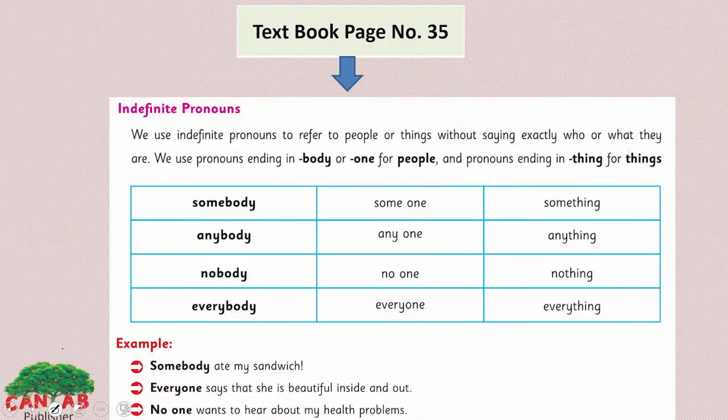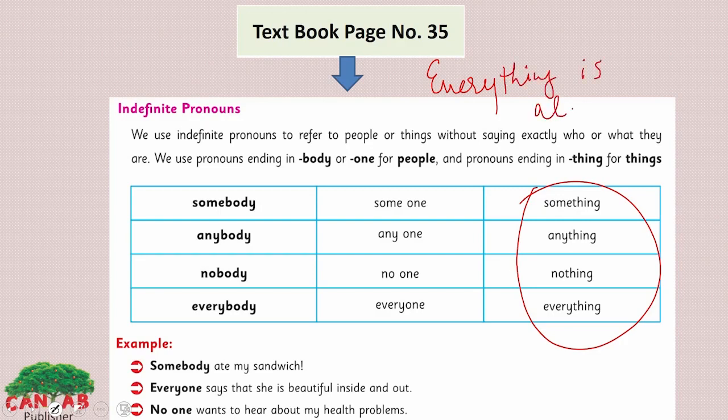Look at the second example. Everything is all right. Now in this sentence, it refers to all the things. It doesn't include any specific thing here. It's including all the things. He or she doesn't mention any specific thing; he's referring to all the things. Everything is all right here.